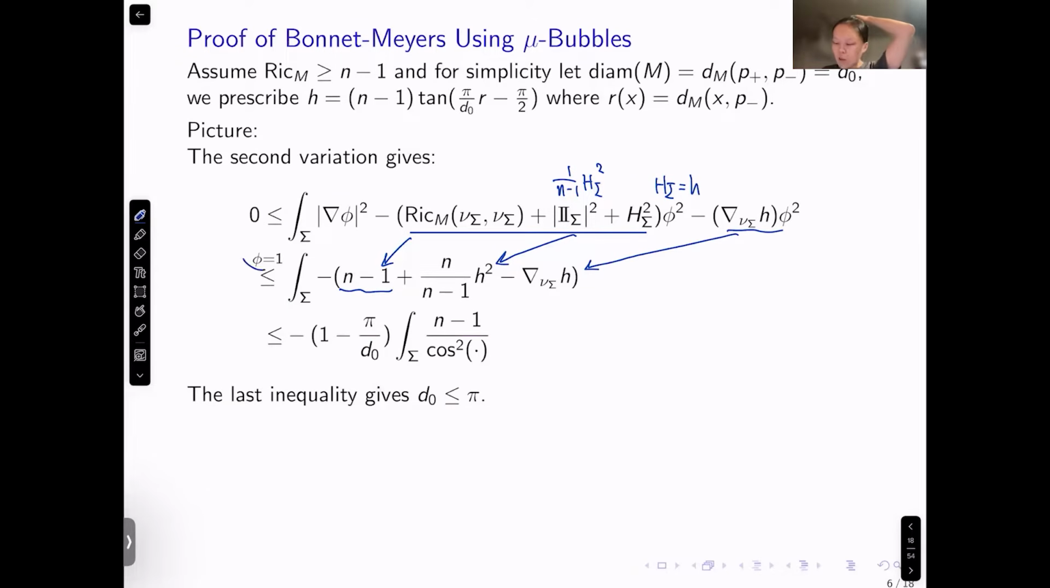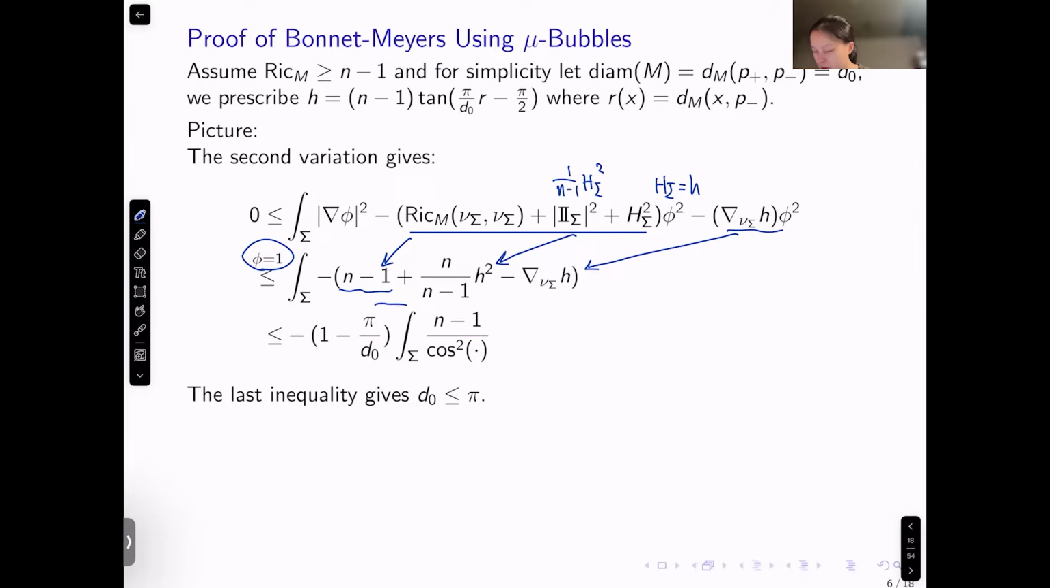And now we can always put phi equal to 1, because this is a very good property of mu-bubbles: once you find them, they always exist, and you can always confine them to be in the bounded region, the band, and it's always compact. So you can just plug in phi equal to 1. Now you're just left with essentially an ODE to compute.